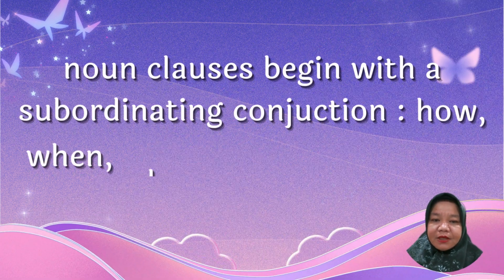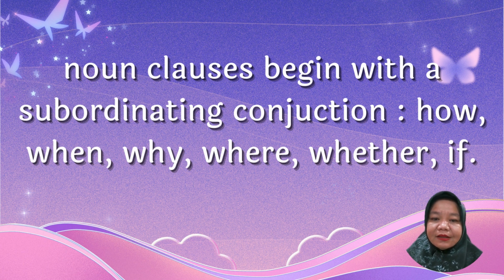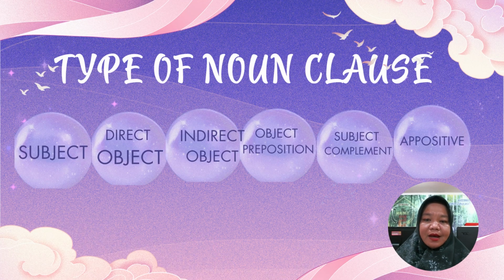Noun clauses also begin with a subordinating conjunction: how, when, why, where, whether, and if. There are six types of noun clause. First, noun clause as a subject. For example, what I had done was fail the test. What I had done is the noun clause subject.